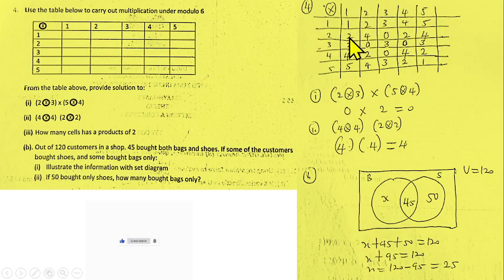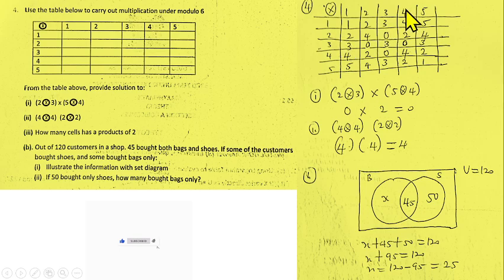2 times 1 is 2. 2 times 2 is 4. 2 times 3 is 6. But we are in modulo 6, so you cannot write 6 there. So what do we do? 6 in 6 is 1. So you divide whatever you get here by the modulo, that will be 1. Then the remainder is 0, so you write the remainder, that will give us 0.